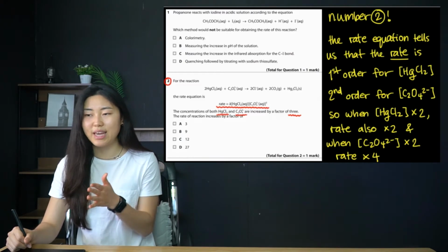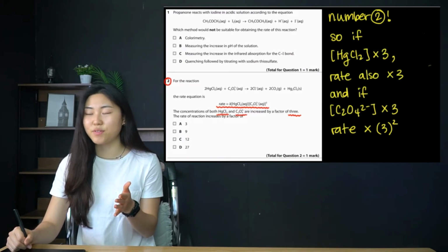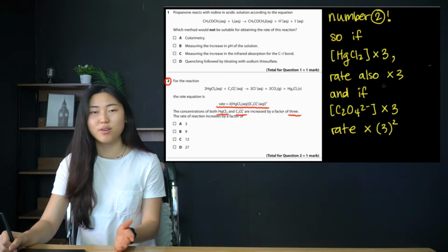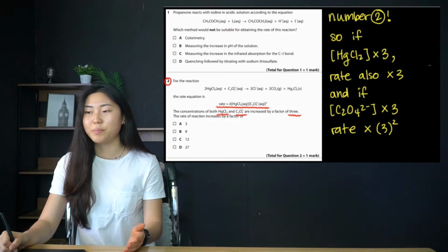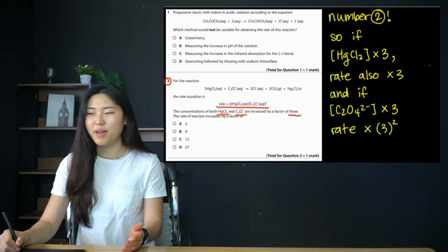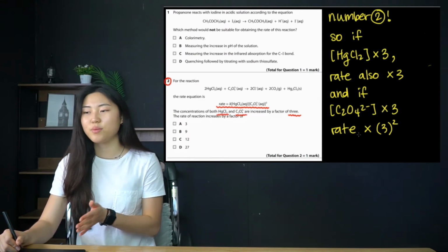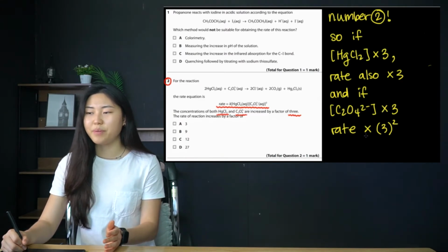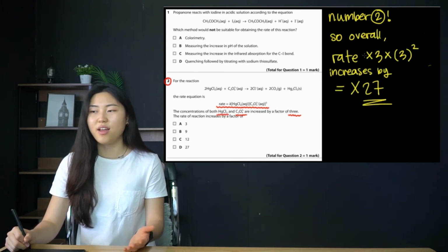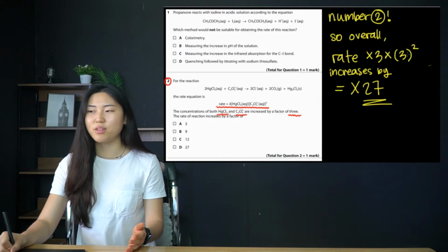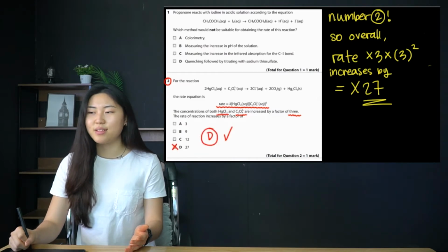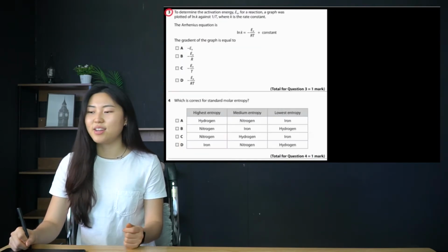But in this case, they both increase by a factor of 3, right? So the concentration of HgCl2 is multiplied by 3, and the rate is also going to triple. If the concentration of the ethanedioate ion is increased by 3, then the rate is going to be increased by 3 to the power of 2, right? So overall, the rate is going to increase by 3 times 3 times 3, which is 27, and which makes D the correct answer, okay?